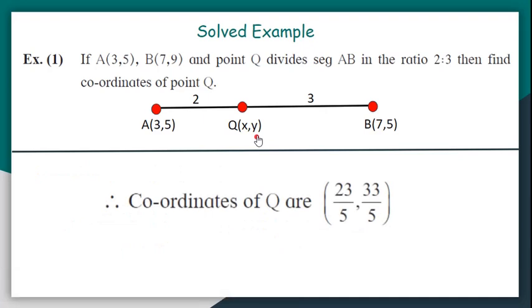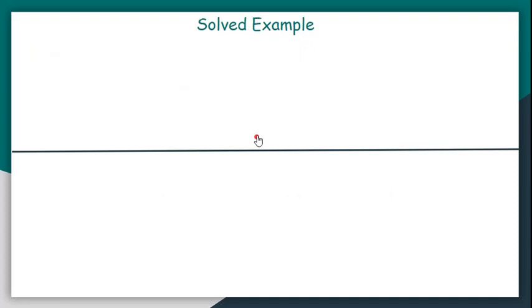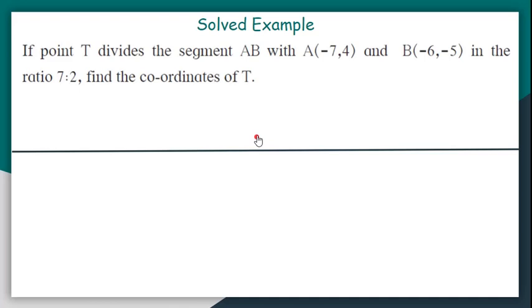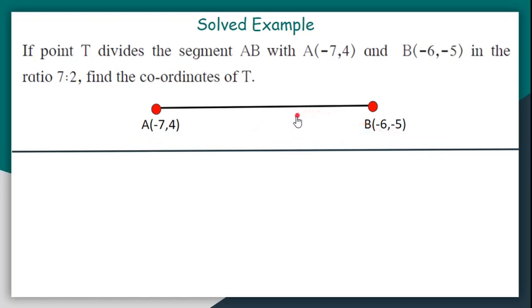This is the first part or the first question. Let's solve another solved example to understand this better. Now we have a point T that divides the line segment AB in the ratio 7:2. So again I have 2 points A and B. A is minus 7, 4. B is minus 6, minus 5. And the point T is this time closer to B, because here you see the ratio given is 7:2. So this part is 7 and this part is 2.